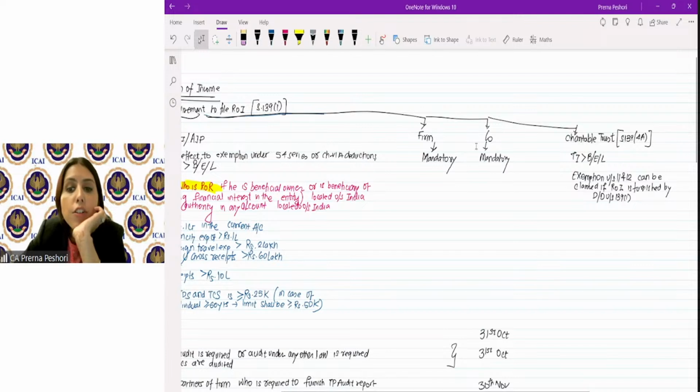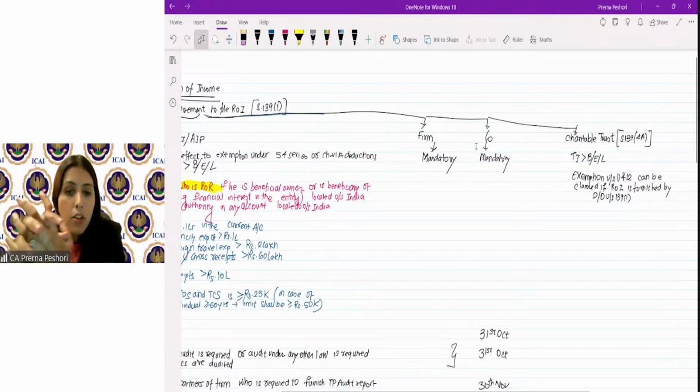If you do not furnish the return of income, you cannot claim the exemption under Section 11. You have to mandatorily file the return of income in order to avail the exemption under either 10(23C) or 12A. So entities registered under the first regime or the second regime are both required to file the return of income within the due date if the total income exceeds the maximum amount which is not chargeable to tax, and in case they want to avail the exemption.